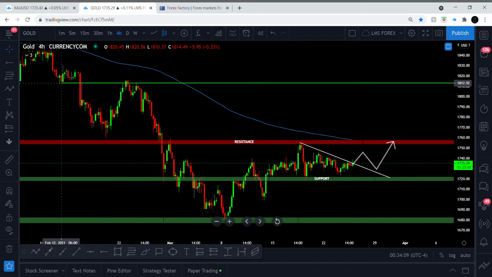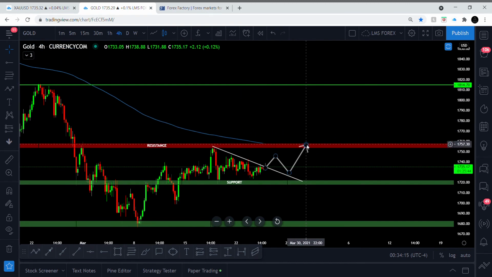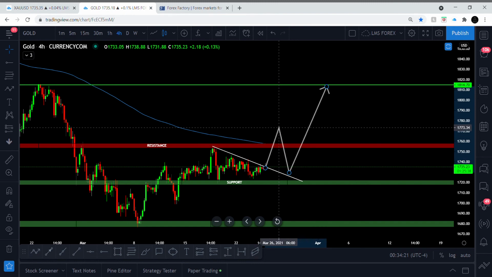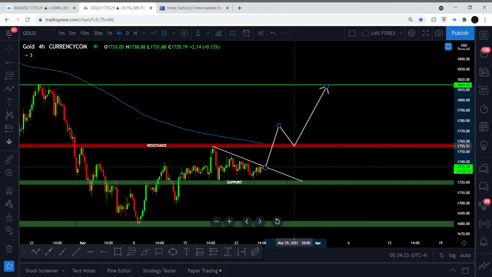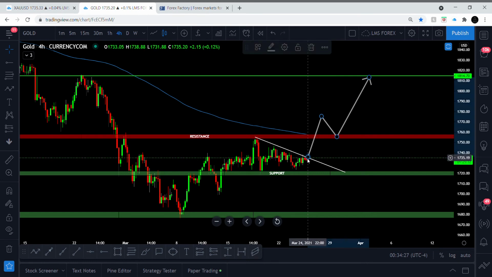You can even say this level has been tested as support and resistance. You see? So we can do that, or it can come here and test it like this. I think that would be a better scenario. Yep. Let's let the price get out of this range.